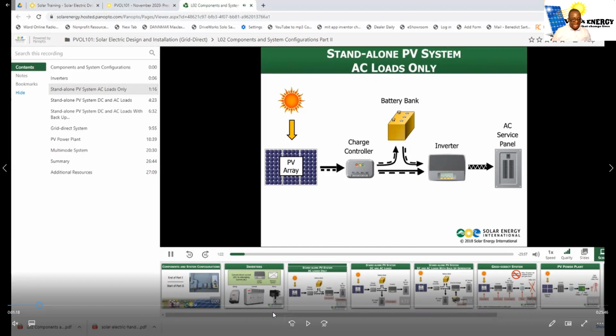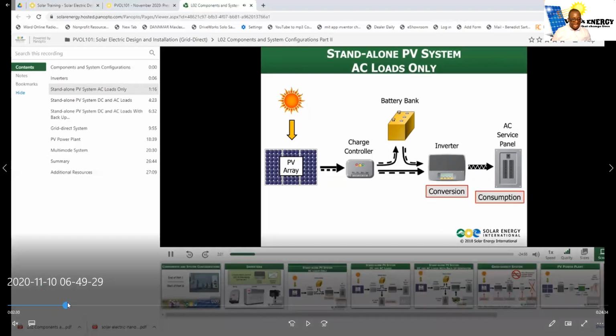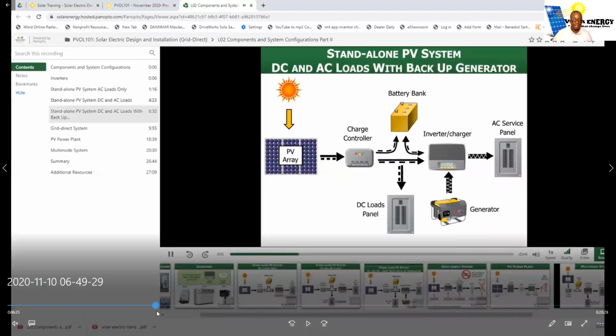Sun shines on the PV array. The PV array sends electrons into your charge controller. These are all DC. The DC goes into two forms. It charges your battery bank, and at the same time sends current into your inverter. They are still DC. When it goes into the inverter, it converts, let's use the right terminology, converts that DC load into AC load. It becomes your alternating load. Very important. That's what they're showing right here in this slide.